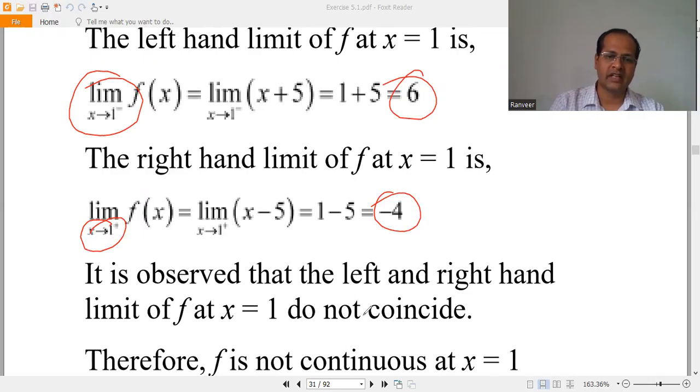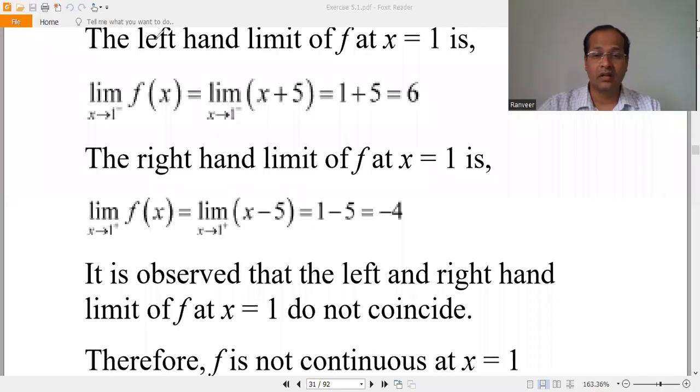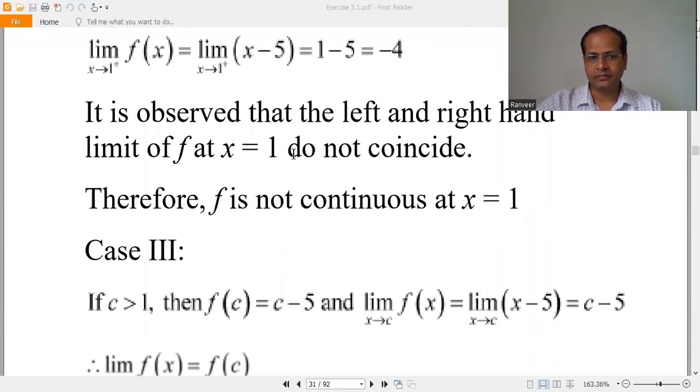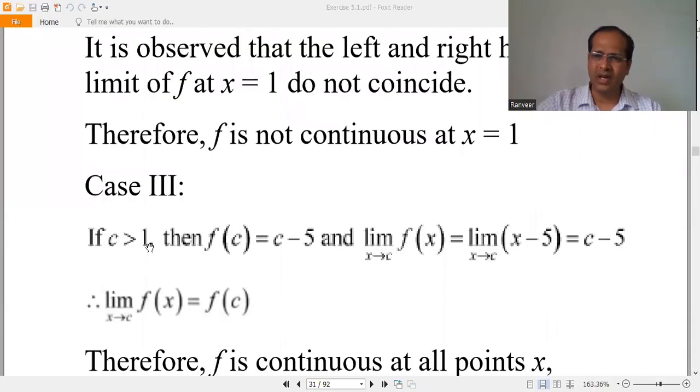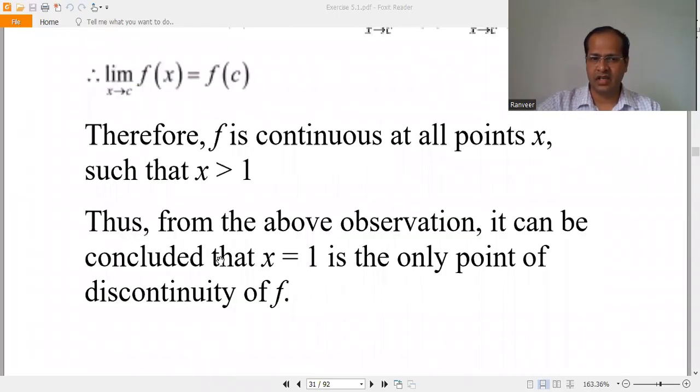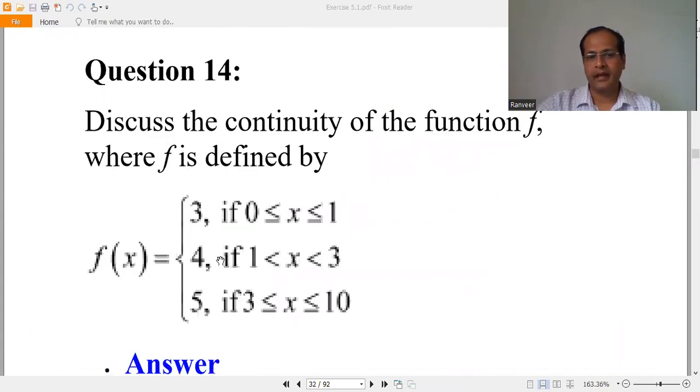Both are not coinciding, both are not equal, so definitely the given function is not continuous there. For C greater than 1, there is only one definition at the particular point, so this is a continuous function. Now in this case there are 2 points, 1 and 3, where we have to check the continuity.